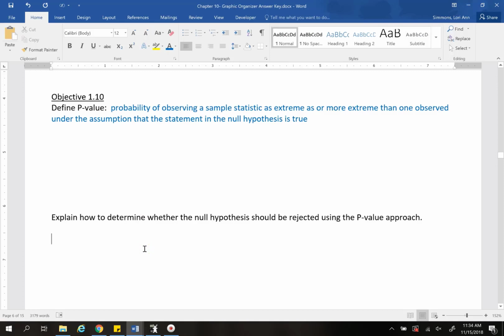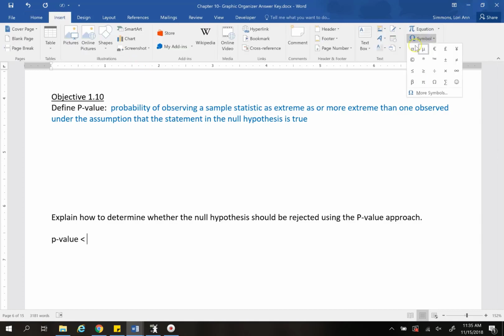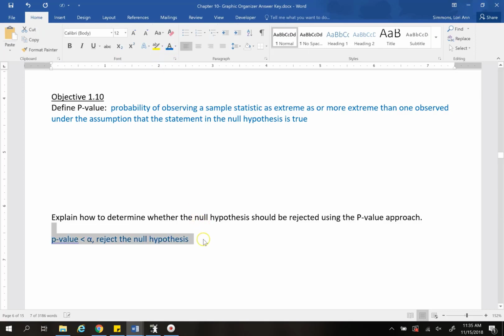So how do you determine whether the null hypothesis should be rejected using the p-value approach? If the p-value is less than alpha, we reject the null hypothesis. If the p-value is greater than alpha, we do not reject the null hypothesis. We cannot say accept, we say do not reject.